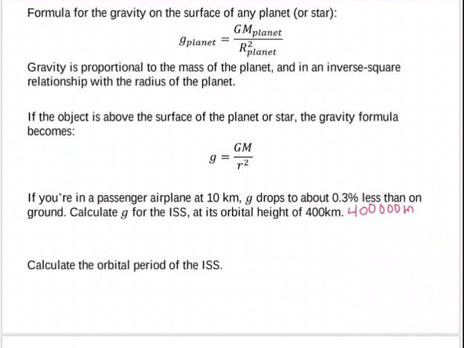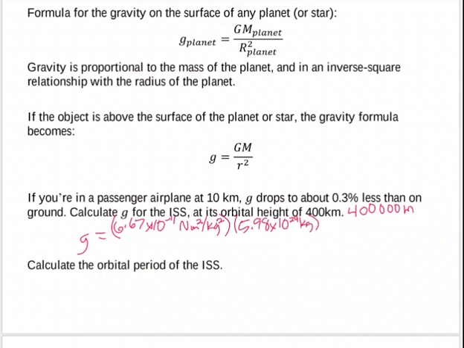So we're going to use g equals the gravitational constant, 6.67 times 10 to the negative 11th newton meters squared per kilogram squared, times the mass of the Earth. 5.98 times 10 to the 24 kilograms.